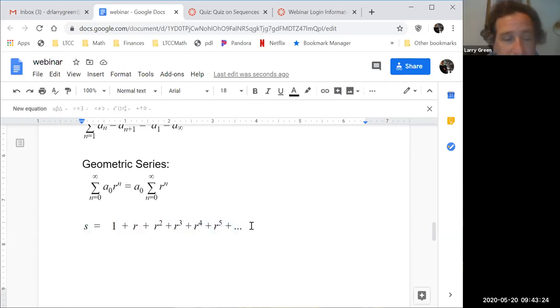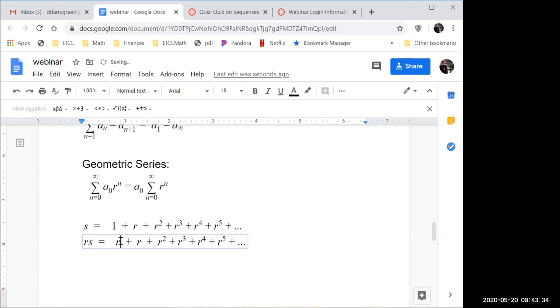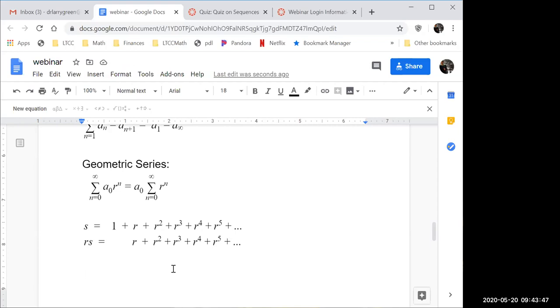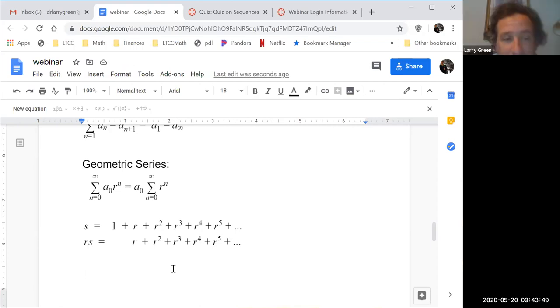Now what I'm going to do, just for fun, is take S and multiply by R. When you multiply by R, what you get, I'm going to line it up weird on purpose, is R plus R squared plus R cubed plus R to the 4th plus R to the 5th, etc. That's what happens when you multiply S by R. Everyone good with that?